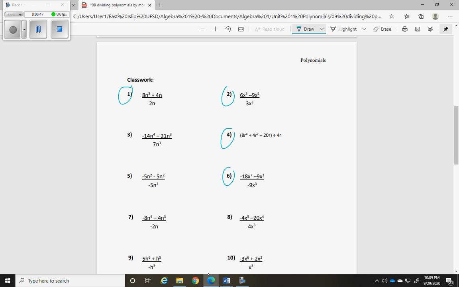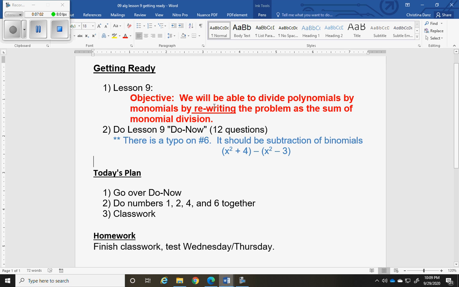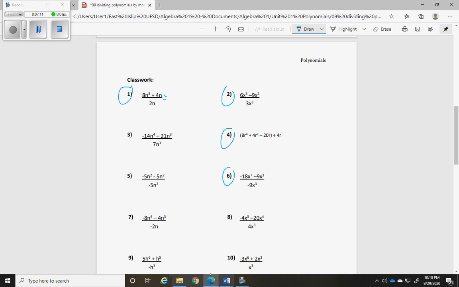So when we're dividing a polynomial by a monomial, we like to rewrite it as the sum of divisions of monomials. Let's just take a look at my objective again, right? We're going to rewrite the problem as the sum of monomial division. So what that means is this denominator actually goes with each part of the numerator.